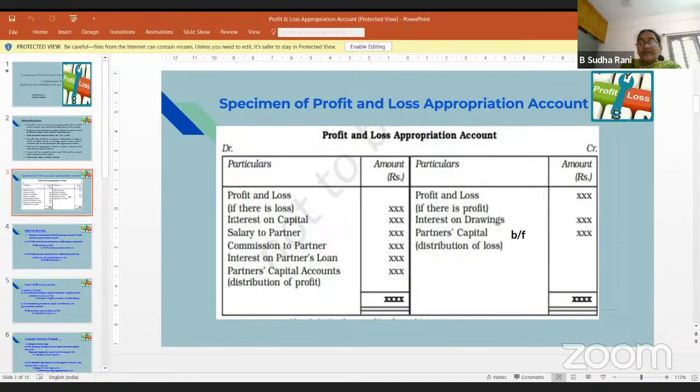A's capital is 3 lakhs, B's capital is 2 lakhs, and C's capital is 1 lakh. So the total is 6 lakhs, right? So how do you calculate interest on capital? A is how much? 2 lakhs. So 2 lakhs into the rate, that is 10% by 100, whatever the rate of interest.